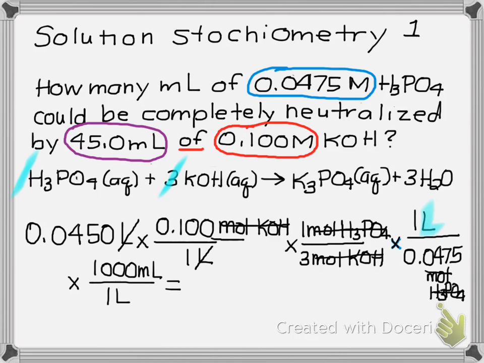So what you're going to do to solve it, if you remember, is take the 0.0450 liters, multiply it by 0.1, then I'll come to the ratio now, I'll divide by 3, and I'll divide by 0.0475. That would give me the liters, and so multiplying by 1,000, I get to 3 significant figures, 31.6 milliliters of H3PO4.